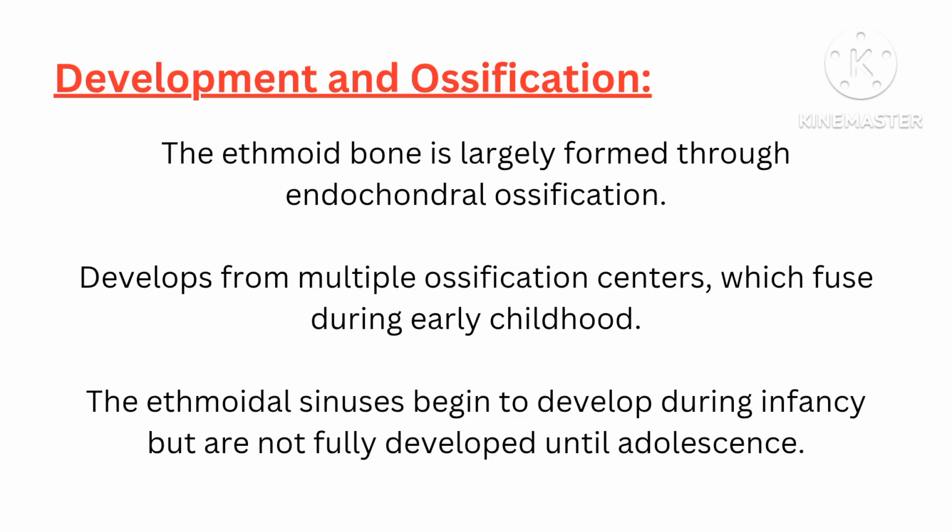Development and ossification. The ethmoid bone is largely formed through endochondral ossification. It develops from multiple ossification centers, which fuse during early childhood. The ethmoidal sinuses begin to develop during infancy but are not fully developed until adolescence.